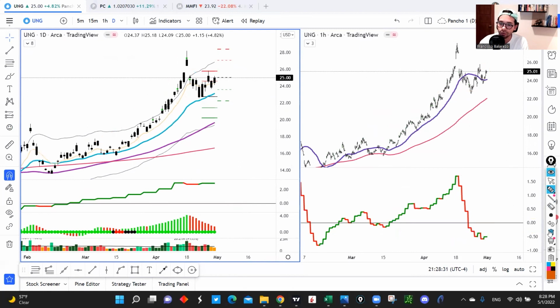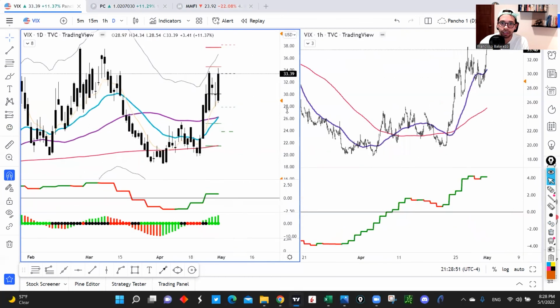So if you're looking for longs in UNG, I think that you have to be really careful. I know that this is an interesting pattern, right? Kind of a dragon's head right there. But I think there's a high probability that UNG is going to fail, going to break this 21, and it's going to test that 50 daily in the chart.